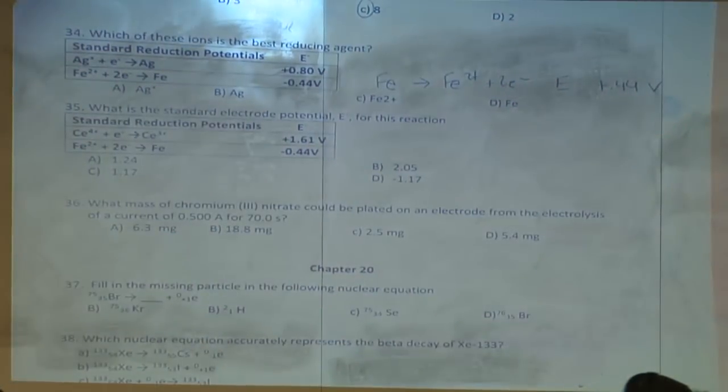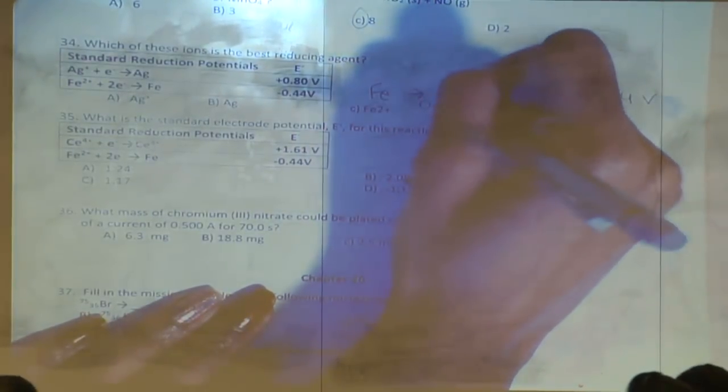Now this question asks for the best reducing agent. The reducing agent is the one that's going to be oxidized. So we just flipped this equation because we said this is the oxidation half. That means the best reducing agent is Fe.